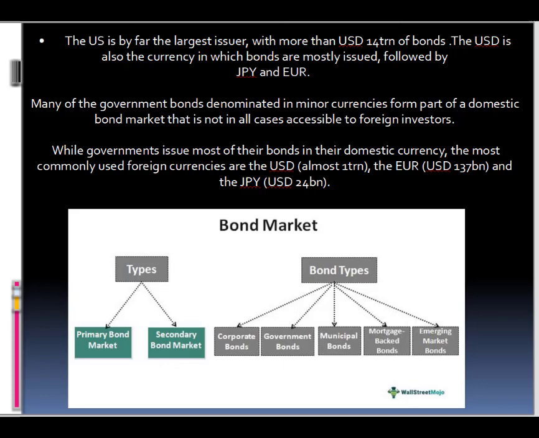So you can see here the bond market as well. We have two types, primary bond market and secondary bond market, and then several types as well: corporate bonds, government bonds, which we are going to explore today, municipal bonds, mortgage-backed bonds, and emerging market bonds.